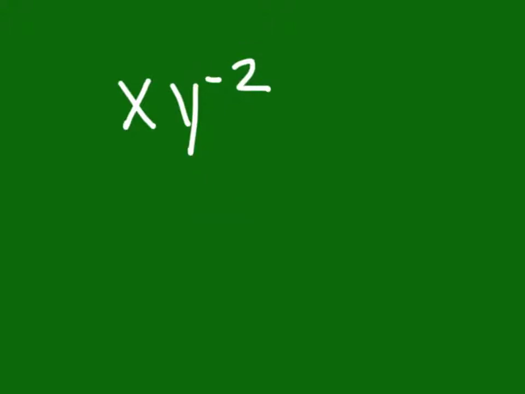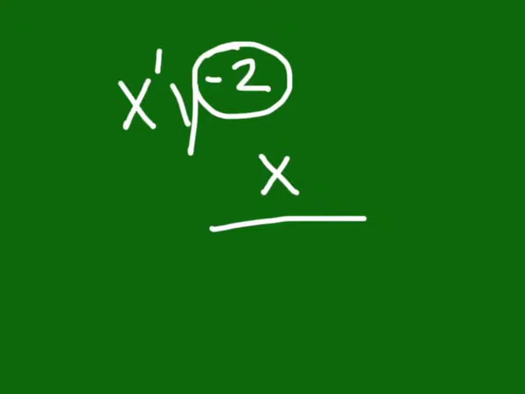Whenever you have just an x, that's saying x to the first. So we write x, and we don't want to have a negative exponent. So the 2 goes down to the bottom, so you're left with x over y squared.